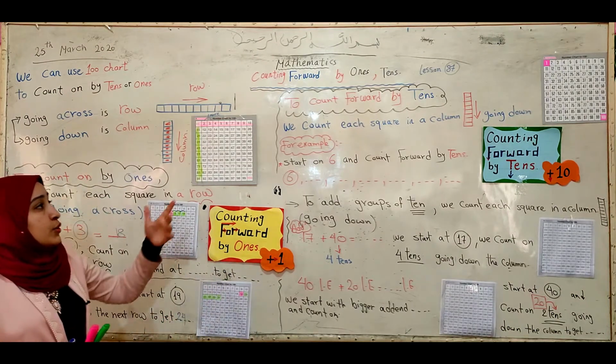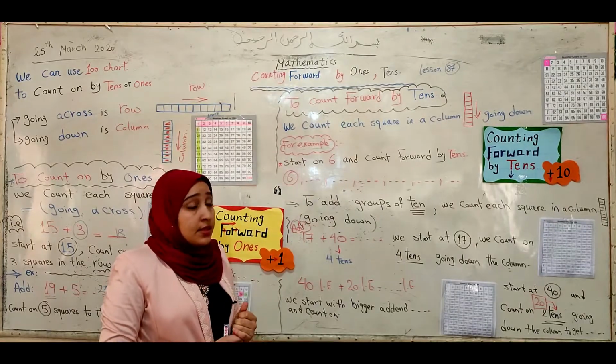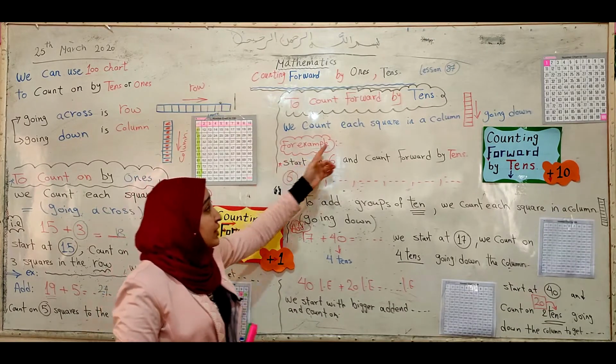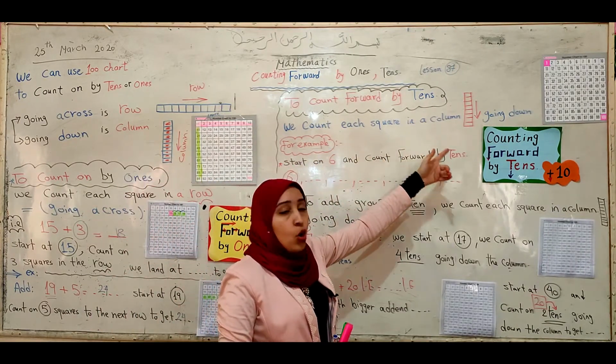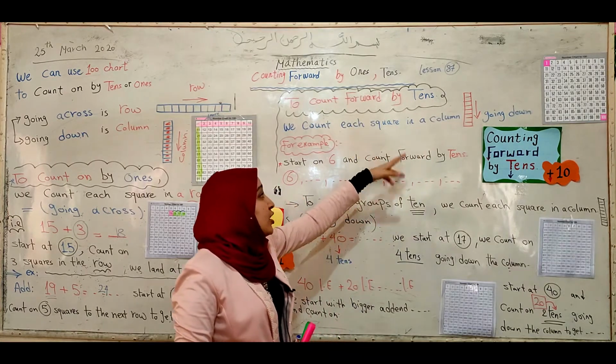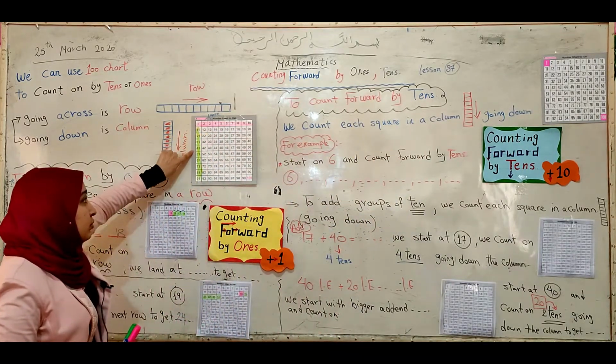To count forward by tens, we count each square in a column.